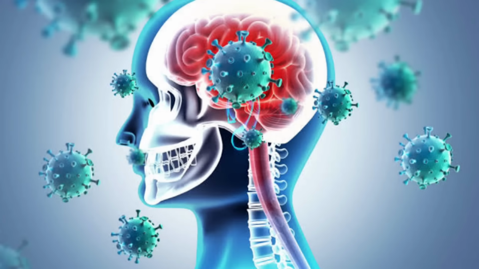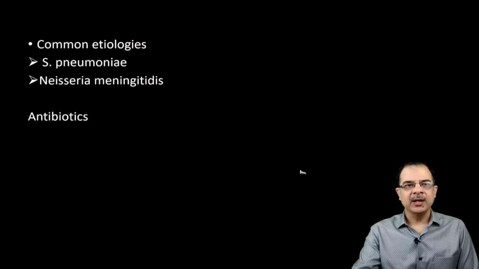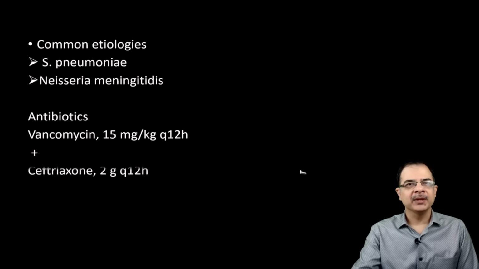Starting with meningitis. Meningitis, common etiologies are Streptococcus pneumonia and N meningitis. Antibiotic that we give empirically is a combination of vancomycin, which is 15 milligram per kg twice a day. Along with that, we can add cephalosporin, ceftriaxone 2 grams twice a day.